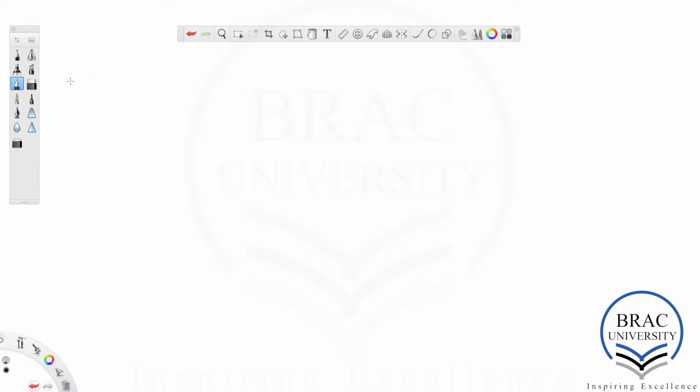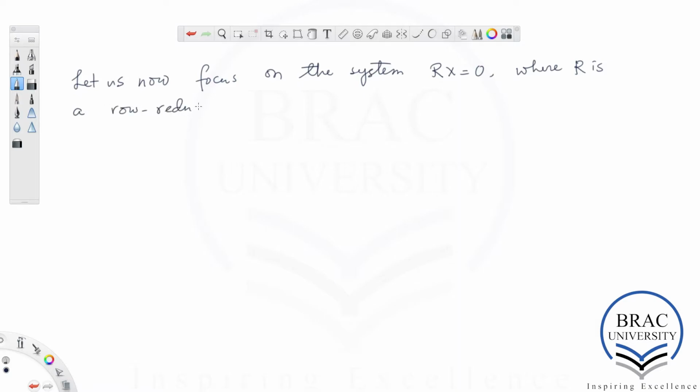Let us now focus on the system. So in this lecture we are focusing on the system Rx is equal to 0, where R is not just a row-reduced matrix, it's a row-reduced echelon matrix. Okay.